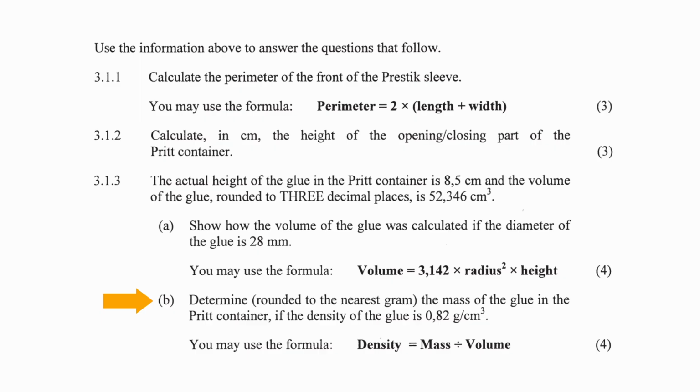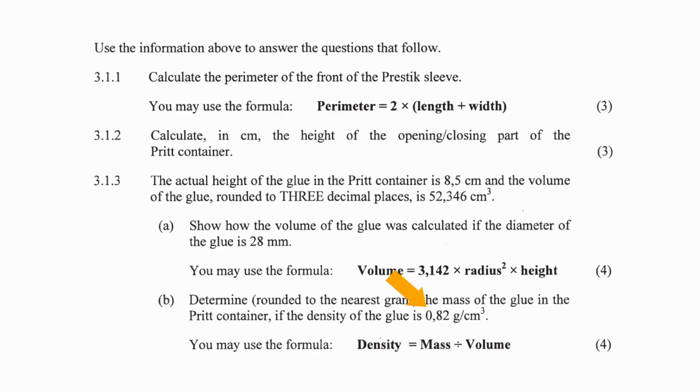In question 3.1.3b, you are instructed to determine, rounded to the nearest gram, the mass of the glue in the Prit container if the density of the glue is 0.82 grams per cubic centimeter. You may use the following formula: density equals mass divided by volume. From question 3.1.3a, the volume of the Prit container was given as 52.346 cubic centimeters.